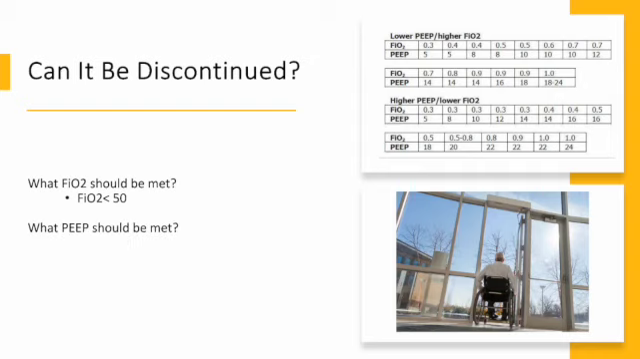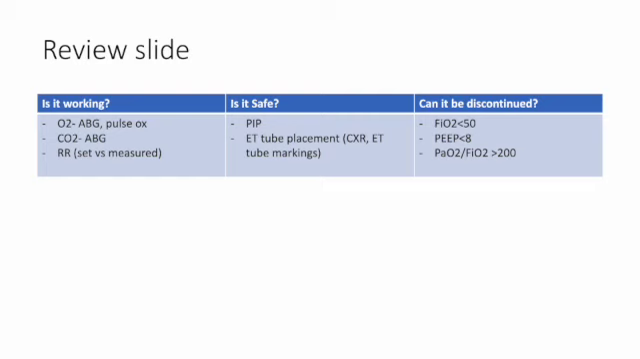And then what PEEP should be met? Yeah, so a PEEP less than 8. As you're working your way down the ladder, you should be at a point where the FiO2 is less than 50% and the PEEP is less than 8. And then what PaO2 to FiO2 ratio should be met? So greater than 200. And you can type the PaO2/FiO2 ratio into MDCalc. You get the PaO2 from an ABG and the FiO2 is the setting on the vent. So in review, as you're rounding on your patient, there are three things to ask yourself to incorporate into your presentation.